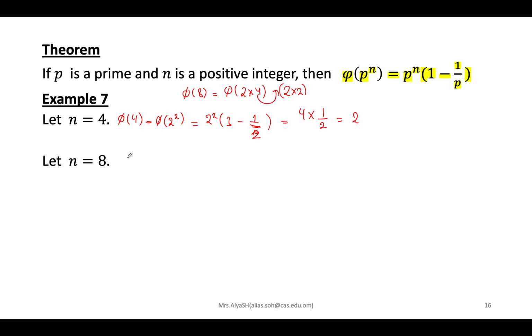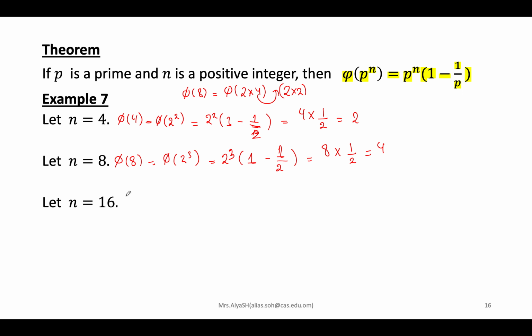Let's suppose we got here 8, which is our example in here. Now phi 8 equals phi of 2 cubed. This is equal to 2 to the power 3 times (1 minus 1 over 2), and this is equal to 8 times one half, which equals 4.